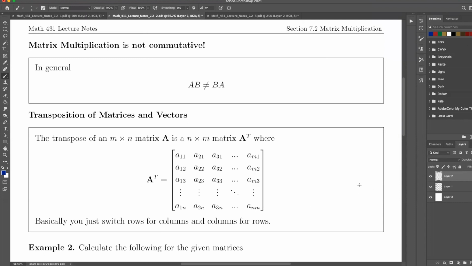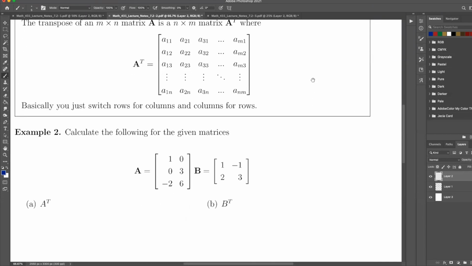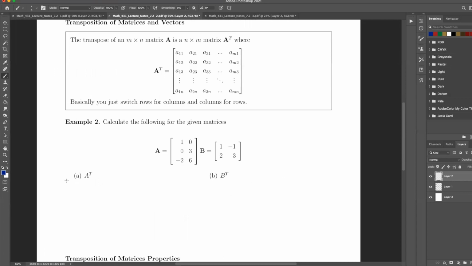Okay. And this one's something that's way easier seen than done. So here, I'll do the first one. If I have A transposition, so this is a 3 by 2, now it's going to become a 2 by 3. And so the first row becomes the first column. The second row becomes the second column. The third row becomes the third column.